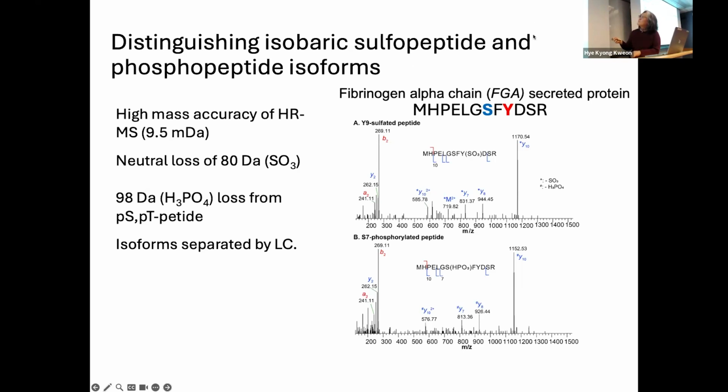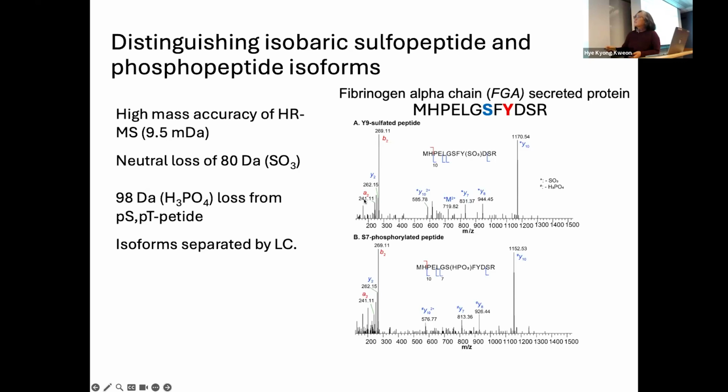So one of the secreted proteins we found here has a sequence like that. We found in one peptide a sulfated tyrosine site, and in one case it is also phosphorylated on this serine site. When I pulled out the spectra of this particular modification, this is the Y9 sulfated peptide here. All these fragments I have marked with a star have lost the sulfation.